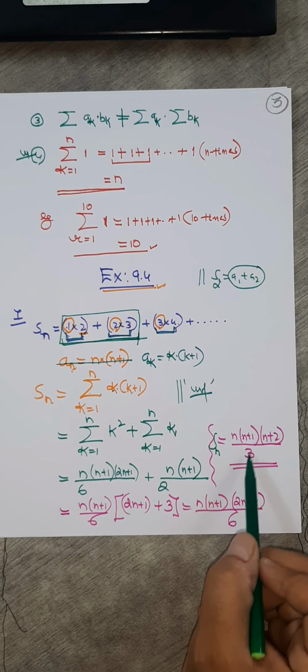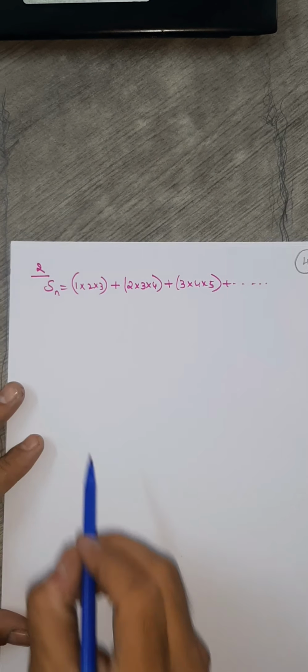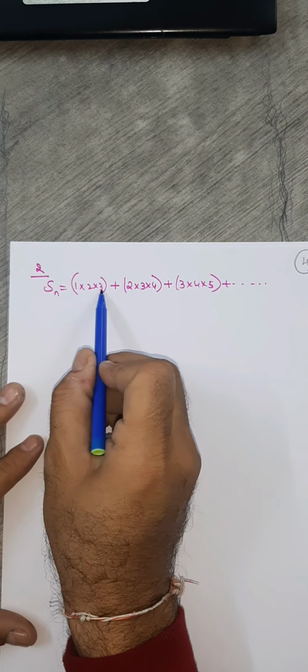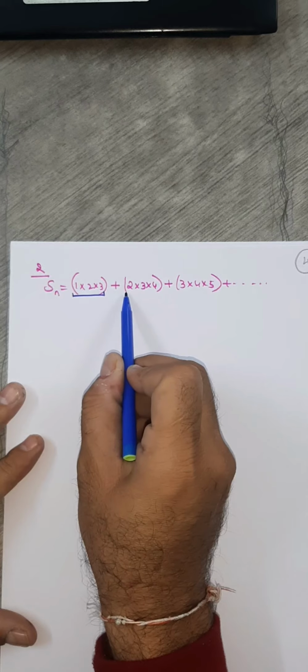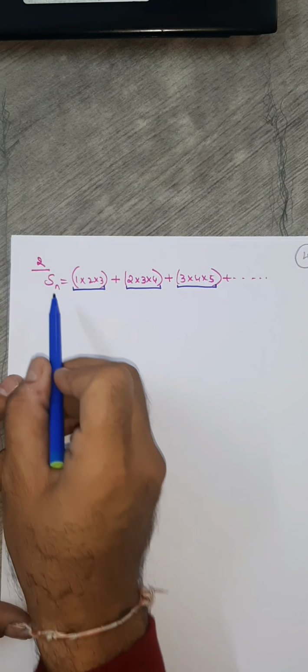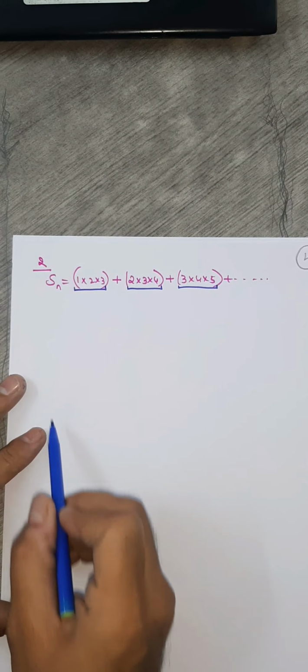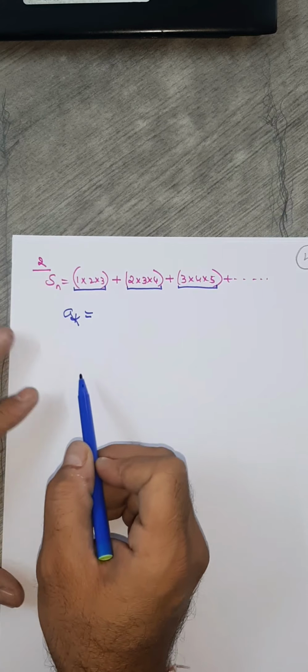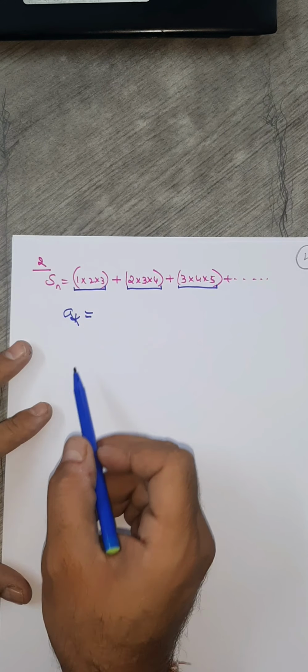Let's see the next, second question. Which series are you given? 1 into 2 into 3, first term. 2, 3, 4, second term. Third term and so on. You want the sum of how many terms? N terms. So what we'll do, we write first the kth term or nth term, whatever you want to write, remember.